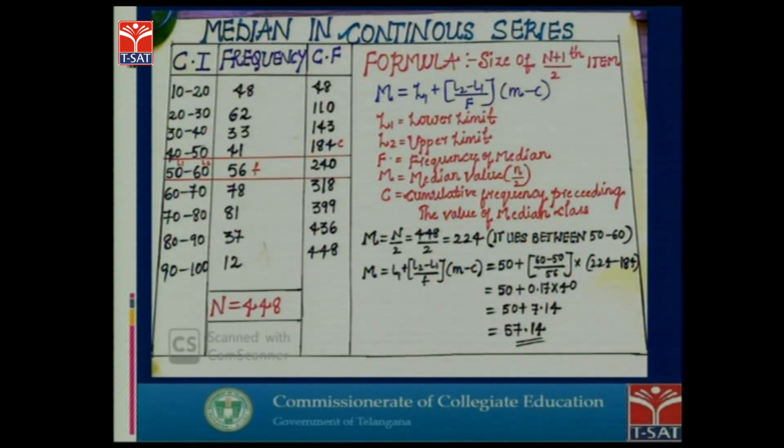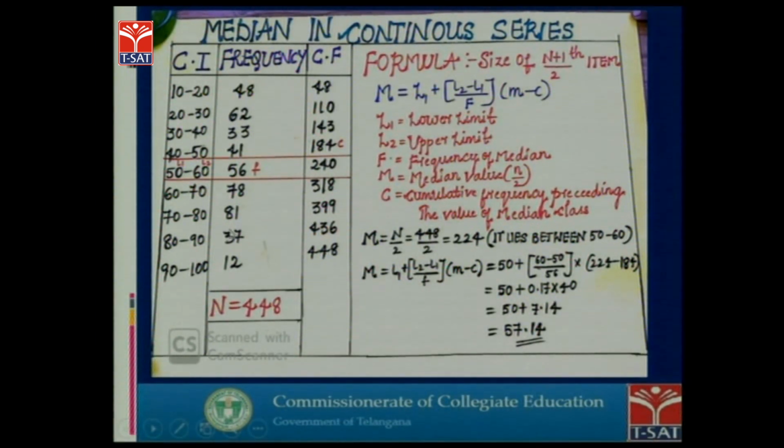Now let's see the sum, median in continuous series. The formula is size of (n plus 1) by 2 item. The (n plus 1) by 2 item formula is taken in individual series and in discrete series. In continuous series, we take the formula M is equal to L1 plus (L2 minus L1) divided by F into (M minus C), where L1 represents the lower limit, L2 represents the upper limit, F is the frequency, M is the mid value, n by 2, and C is the cumulative frequency preceding the median class.